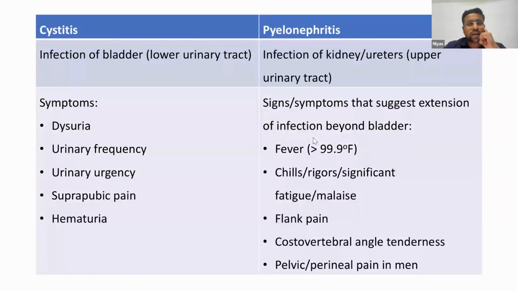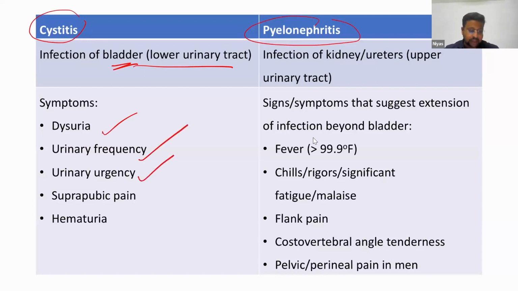This is a urinary tract infection, and you should be able to differentiate between two things, that is cystitis and pyelonephritis. So cystitis, by definition, is the infection of the bladder. Cyst refers to the bladder. It's also called a lower urinary tract infection. Its symptoms include dysuria, increased urinary frequency, urinary urgency, suprapubic pain, or hematuria. On the other hand, pyelonephritis refers to infection of the kidney or the ureter. It is also called the upper urinary tract infection.